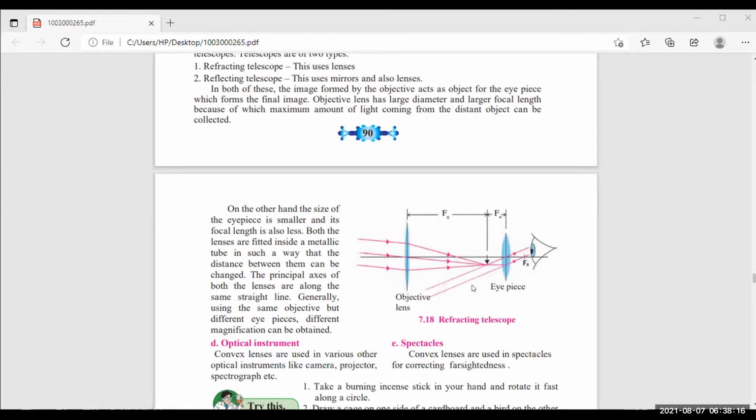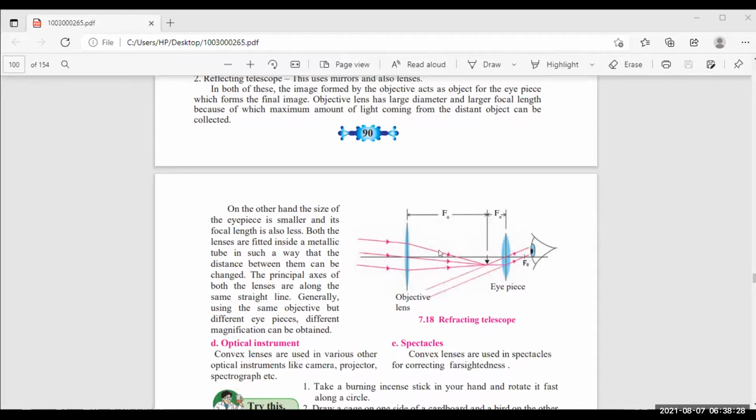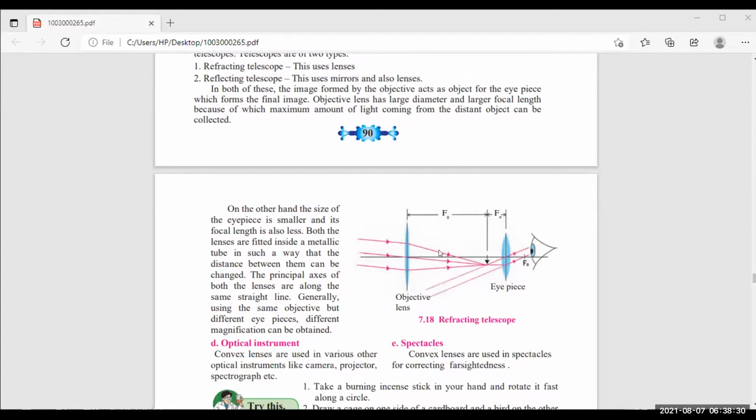In the telescope, between the eyepiece and the objective lens, there is a big distance. Why? Because it can absorb the maximum amount of light coming from the distant object. When it is corrected through it, we can see through the eyepiece a larger image than what is produced on the objective lens.